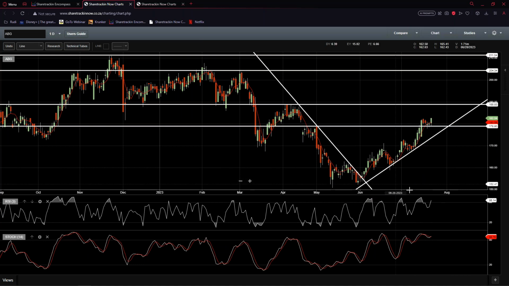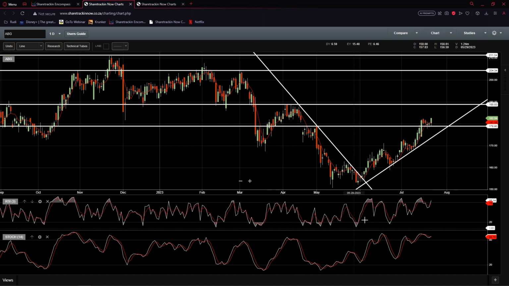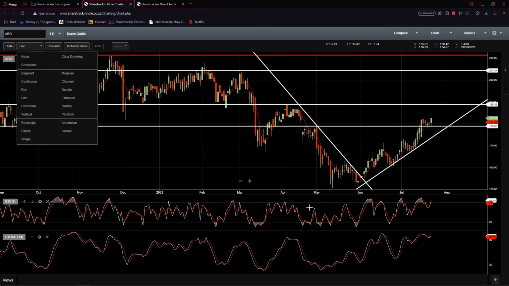And then one last thing that I usually add on top of the RSI: studies, moving average, change the period to the same as the RSI, which is 3. Change the field to RSI, and then the type to exponential. Now when I click on create, it's going to create this red line on top, the same as what the stochastic has, the RSI will have. So that is just a signal line.